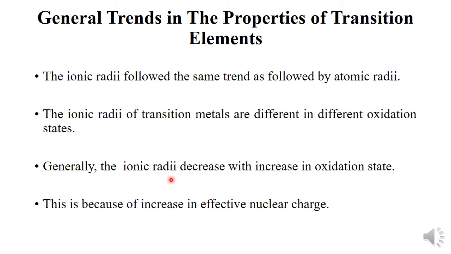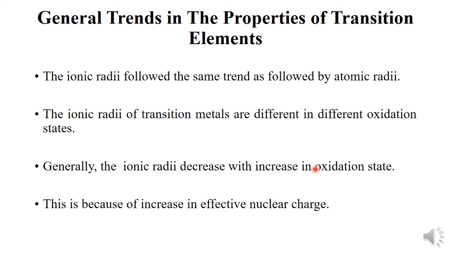Generally, the ionic radii decrease with increase in the oxidation state. This is because of increase in the effective nuclear charge. As with increase in the oxidation state, the nuclear charge remains the same, but the number of electrons will be less.